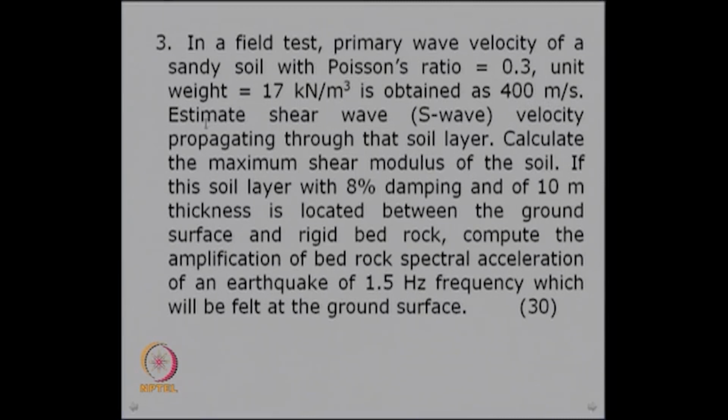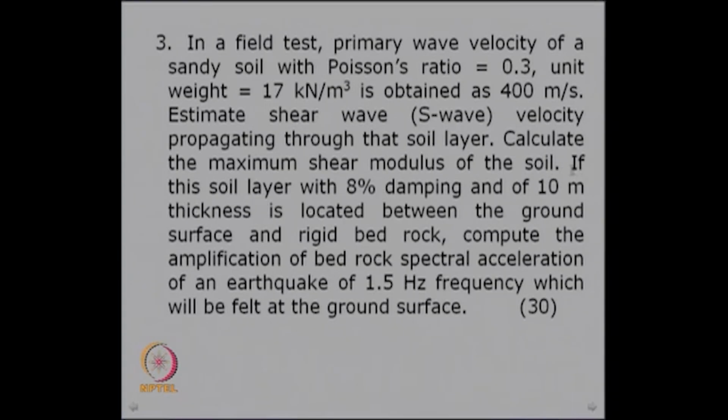Now, what is asked? Estimate the shear wave, that is S wave velocity propagating through that soil layer. That means we have to convert this primary wave velocity to shear wave velocity using the relationship between them using the material property. As we know, primary wave and shear wave velocity are related through the Poisson's ratio value. So, that we have to use. Calculate the maximum shear modulus of the soil. Once you know the shear wave velocity, obviously we can calculate the shear modulus. That is the first part of the problem.